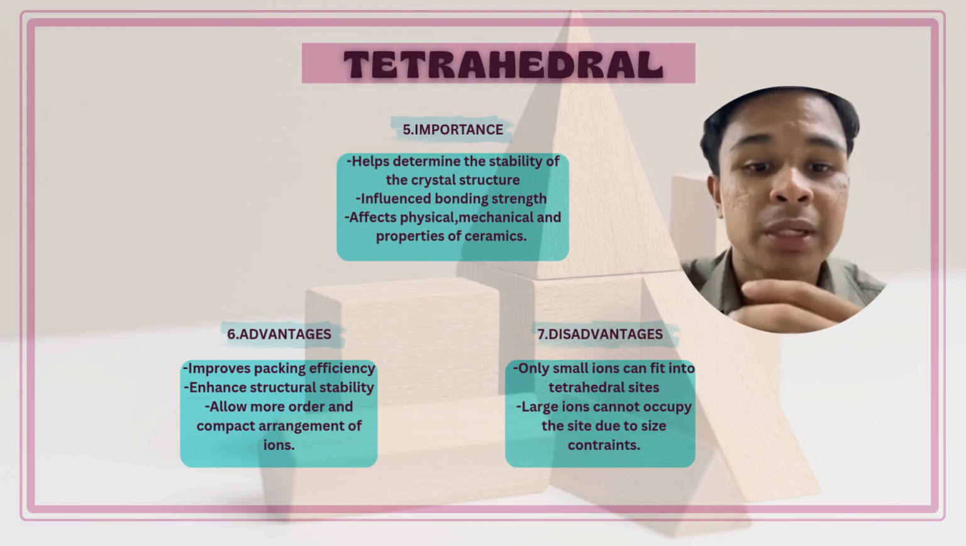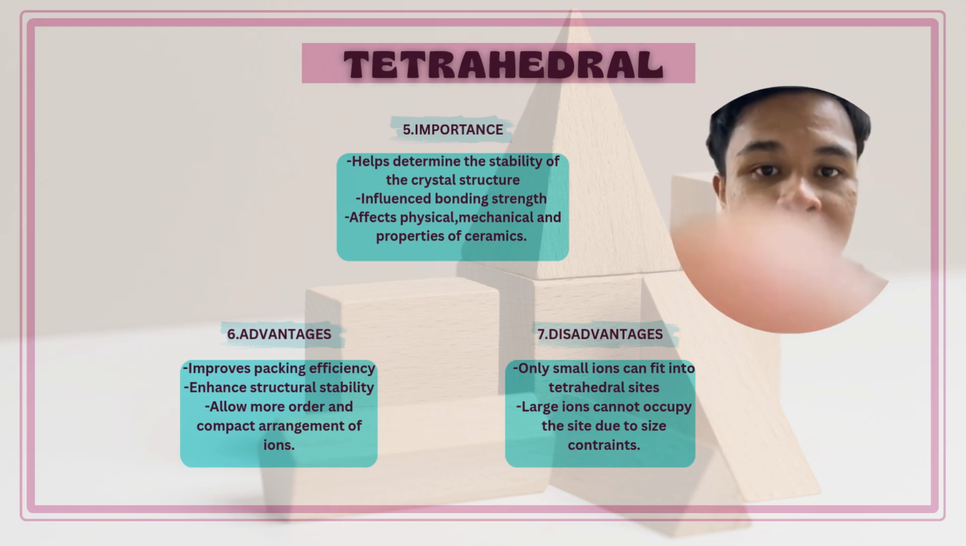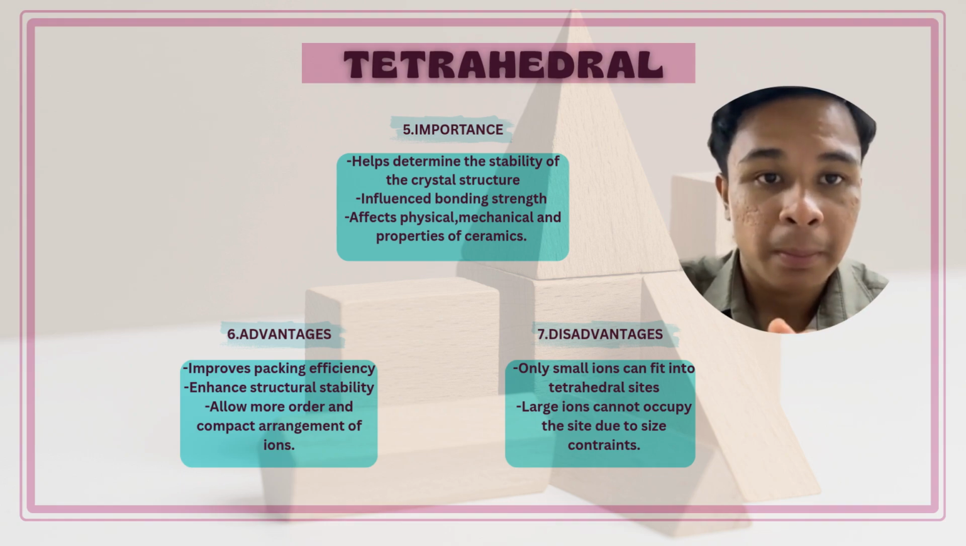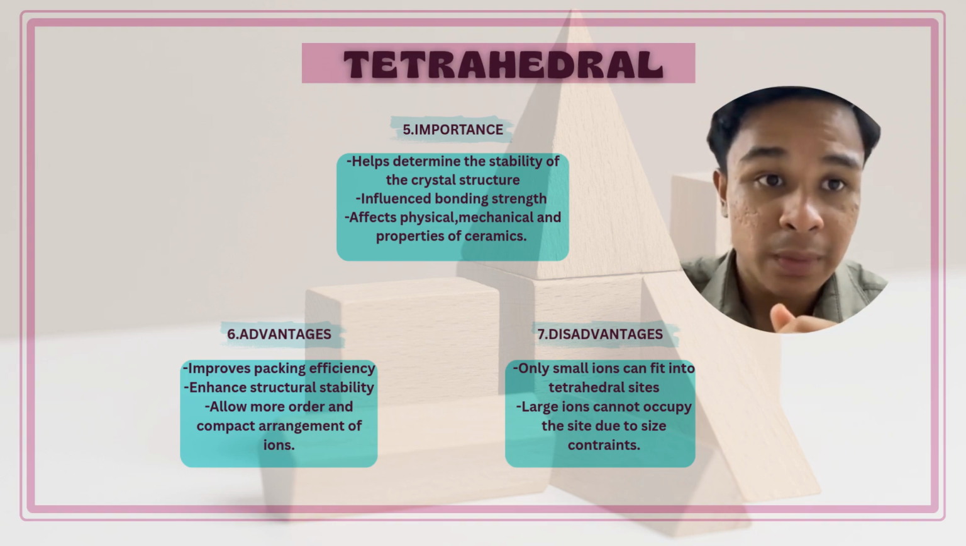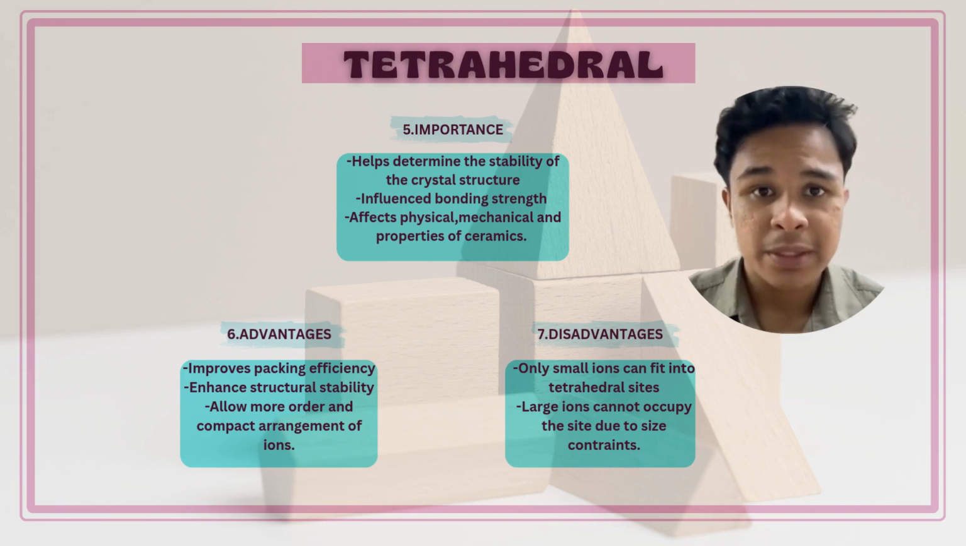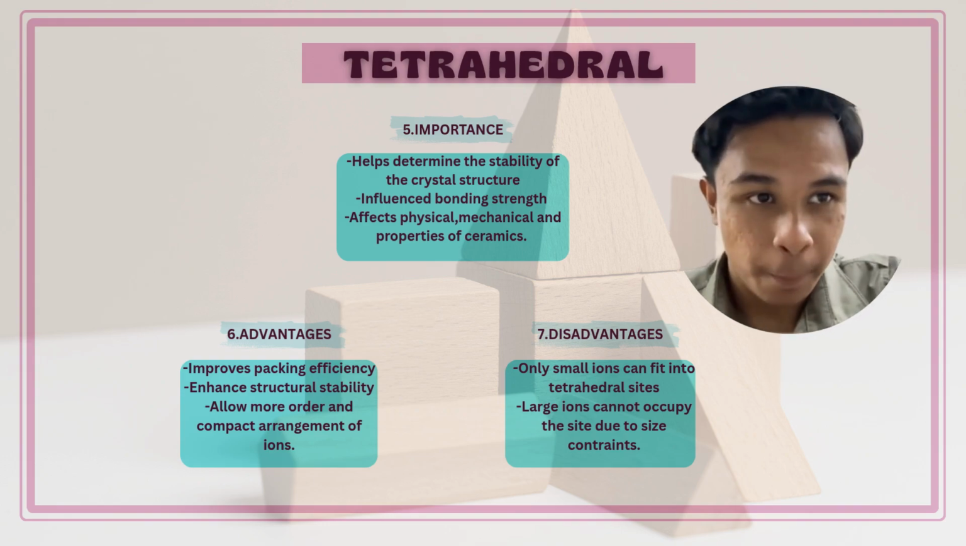However, the limitation, or disadvantage, is that only small ions can fit into this space. Bigger ions are too large, so they cannot enter. In short, tetrahedral interstitial sites are very important in controlling the structure and properties of ceramics like zinc blende and spinel. That's all from me.